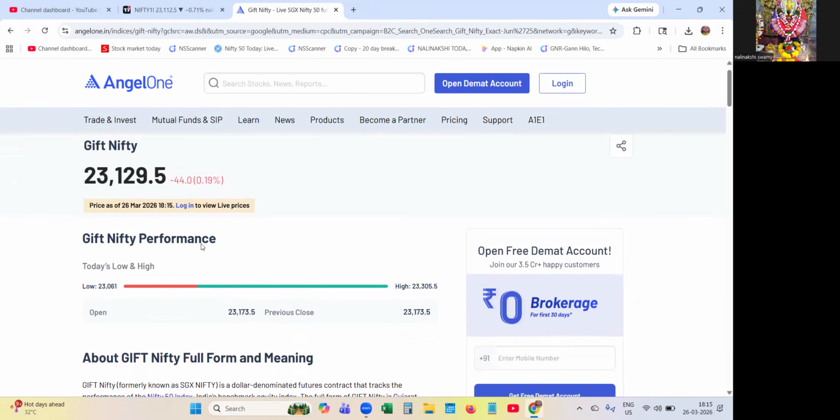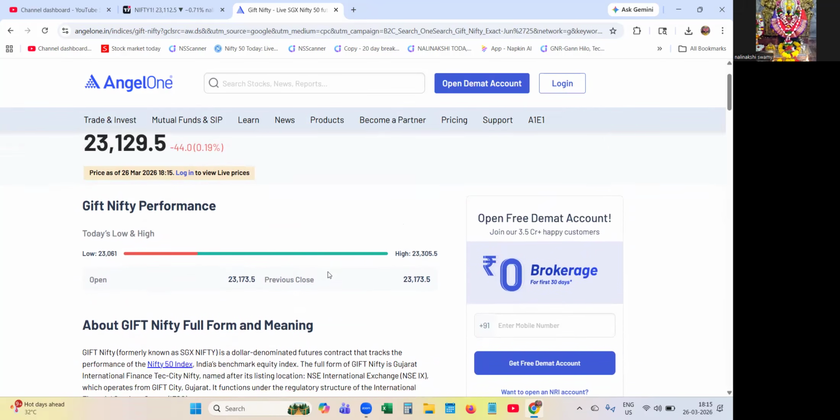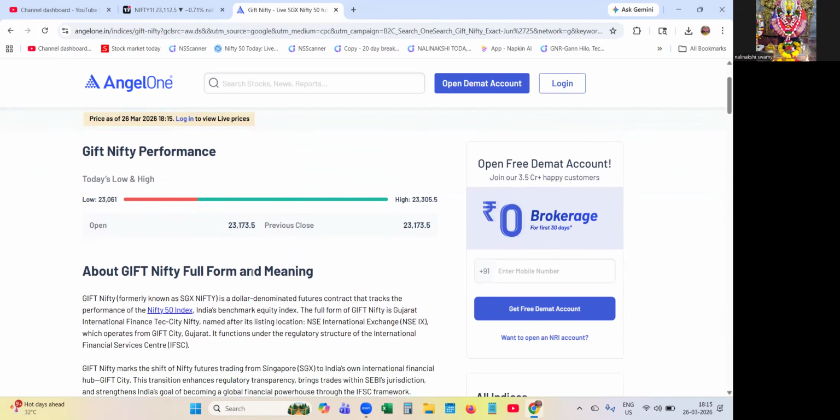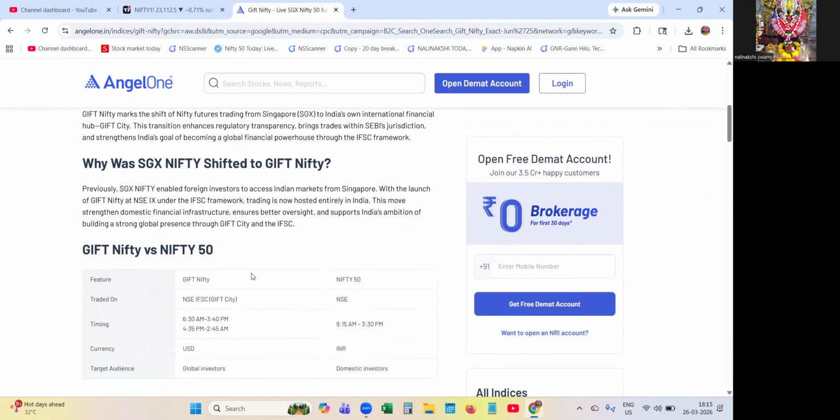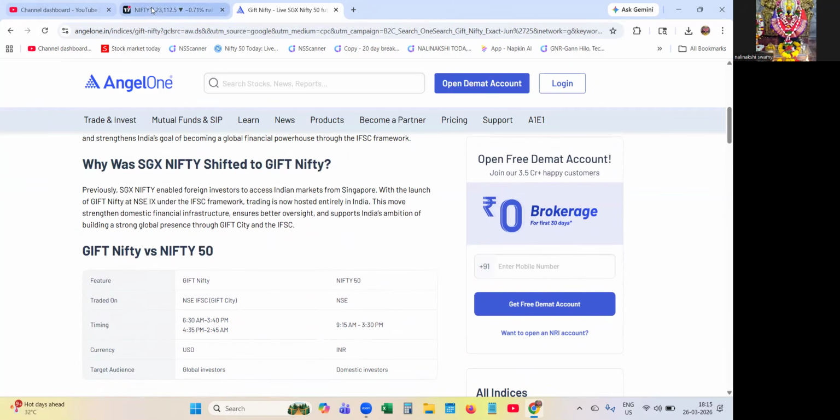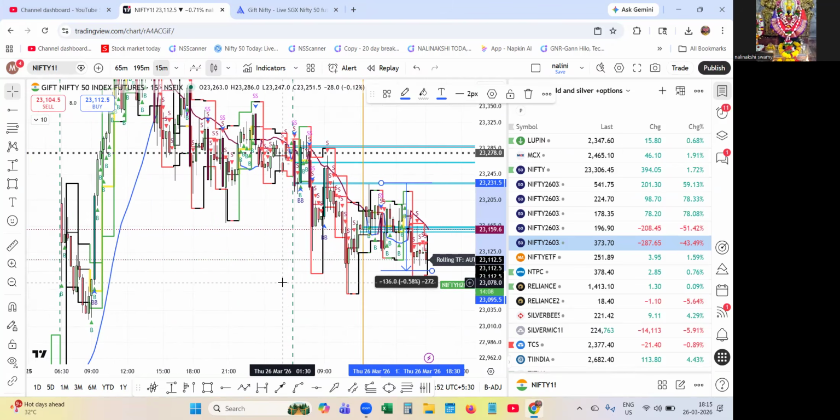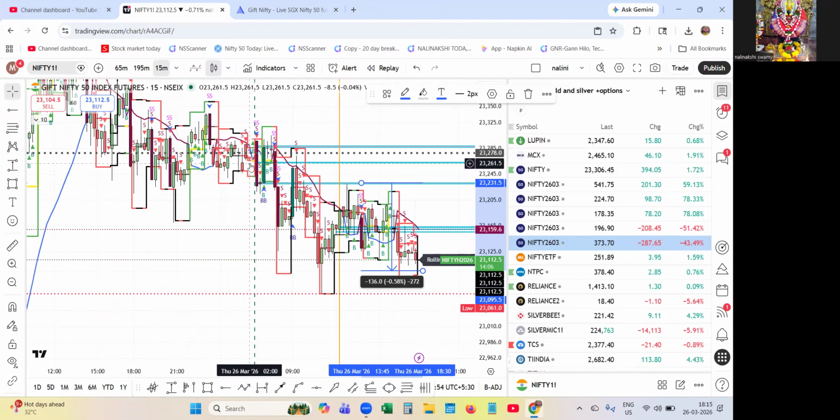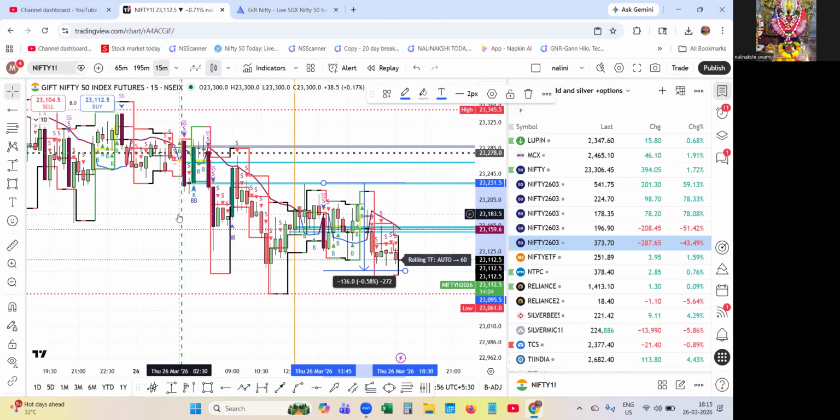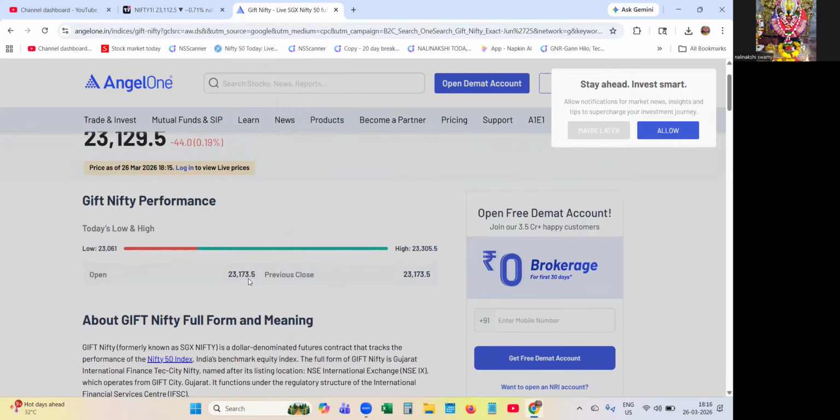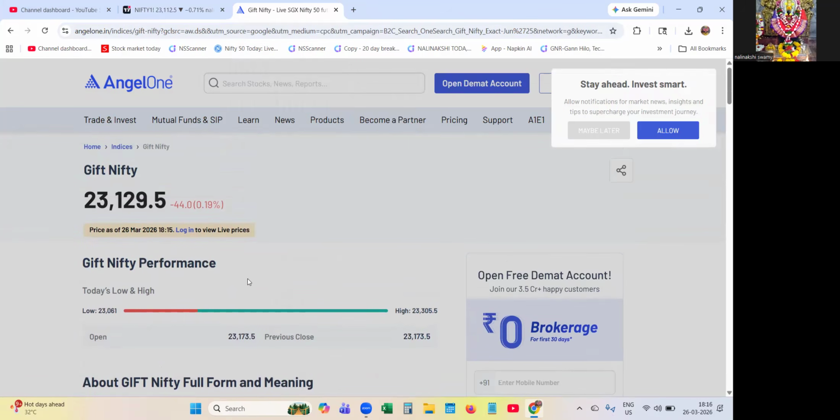See, it has come down 44 points, minus 44 points. Yesterday, now it is showing minus 44 points. Probably it might have closed yesterday around 3 p.m. I don't know where it had closed here. Probably it may not be correct. Anyway, it is trading down.